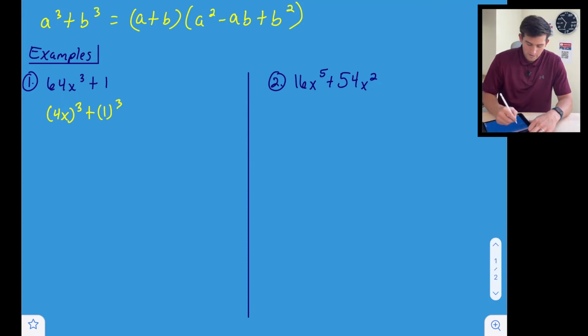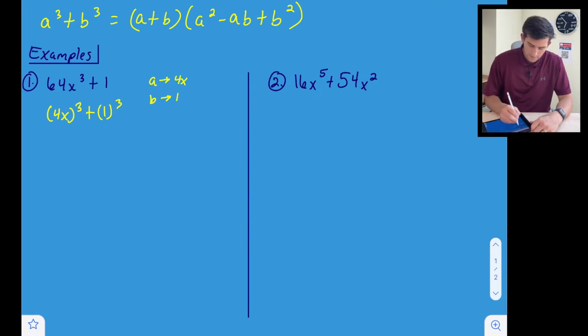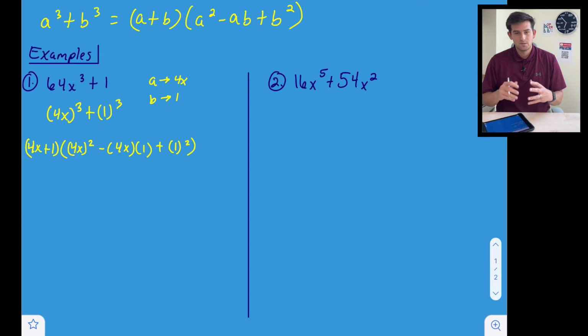So now we have our a and our b, right? So a would be 4x, and b would be 1, according to our pattern that we saw at the top of the screen in yellow. So now we can go ahead and write a plus b, so that would be 4x plus 1. Then times a squared, so that would be 4x squared minus 4x times 1 plus 1 squared. Now I didn't simplify as I wrote those terms down, so now I'm going to simplify. You might be able to simplify pretty quickly, but I wanted to make sure I showed my work here on this example.